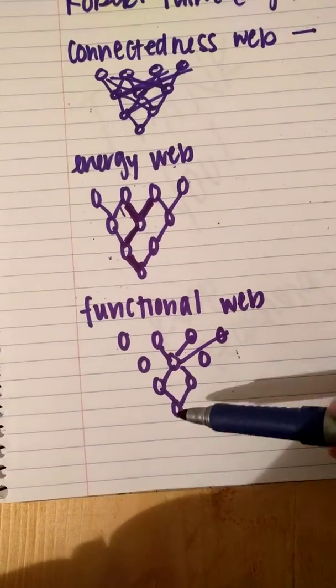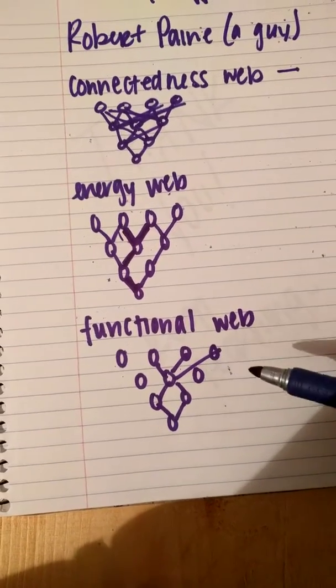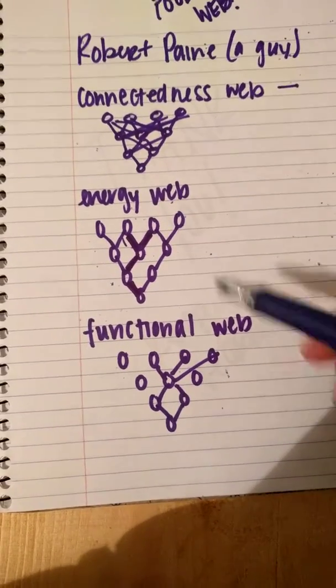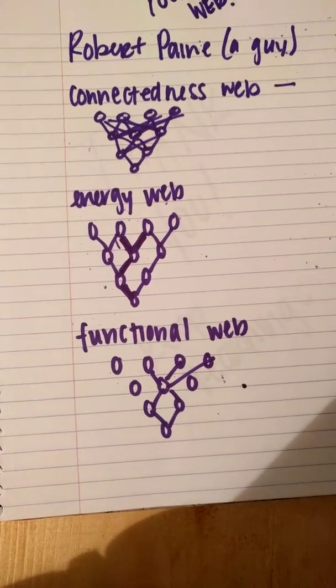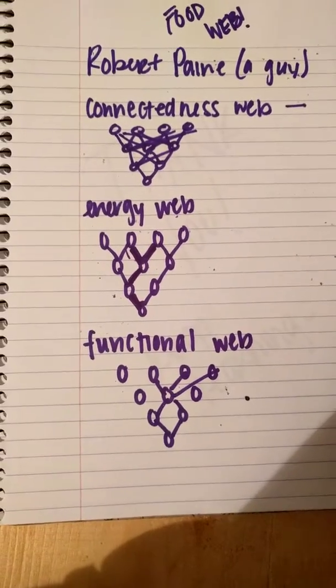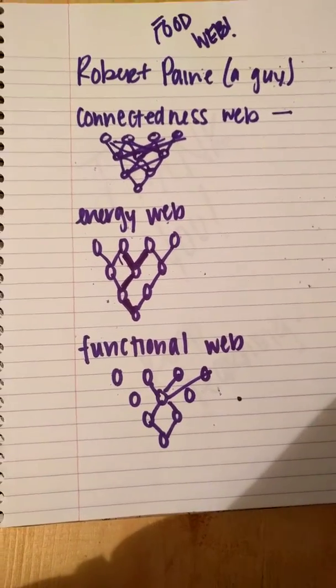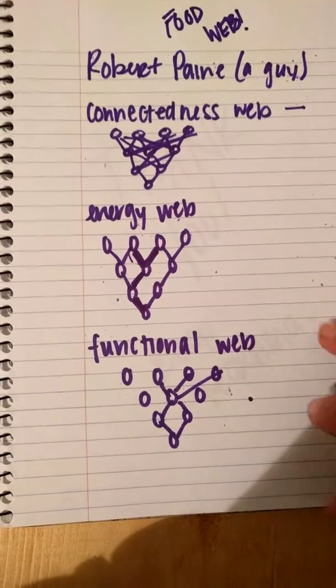And finally, we have the functional web. These are webs that identify the most important feeding relationships. They are different than an energy web, as some species are more important than others in food webs, even if they are not abundant and do not always process a lot of energy.